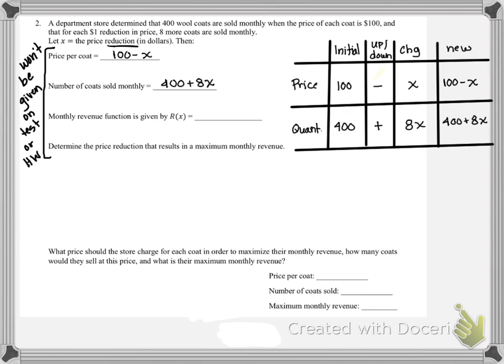And then how do I find my revenue function? That's price times quantity. Yeah, revenue is price times quantity. And that will be on your test, in the box on top. So when you get to a problem that involves revenue, you can turn to the front and make sure you get the equation right. So price times quantity.